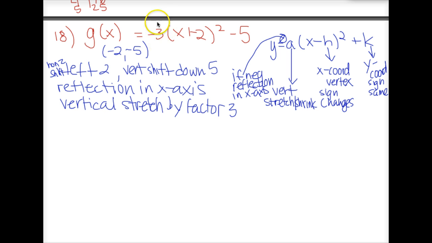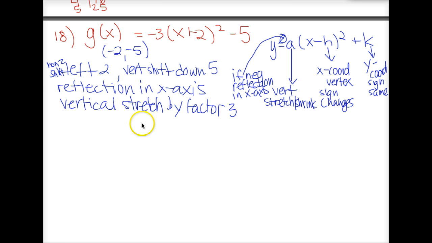Remember that if this number is bigger than 1, and again, we're ignoring the sign. We're not looking at the negative. We're just looking at the number itself. If it's bigger than 1, then it's a stretch. If it's between 0 and 1, then it's a shrink. So here are all my transformations. Now I need to make sure I know how that applies to my actual graph.